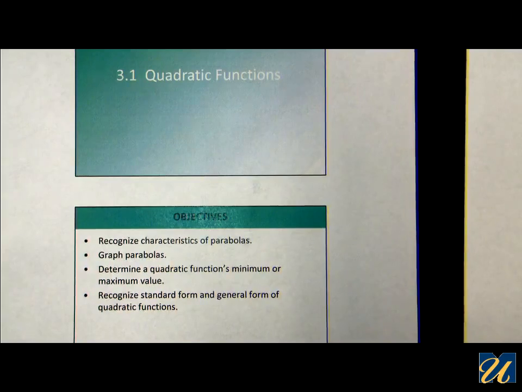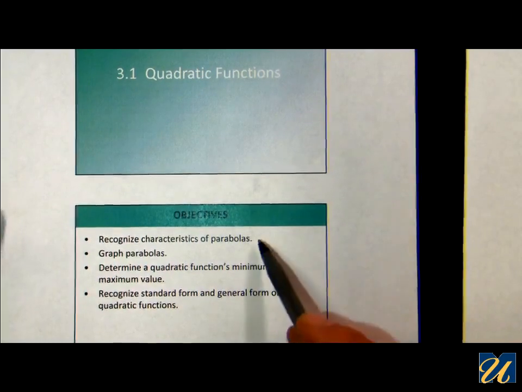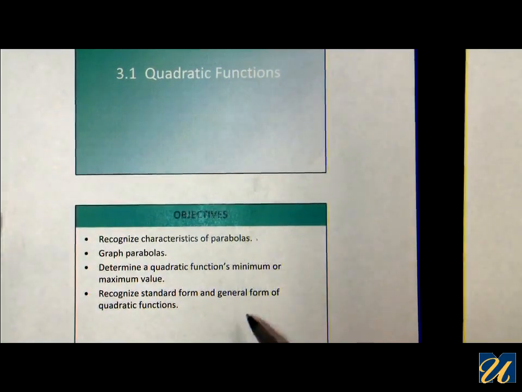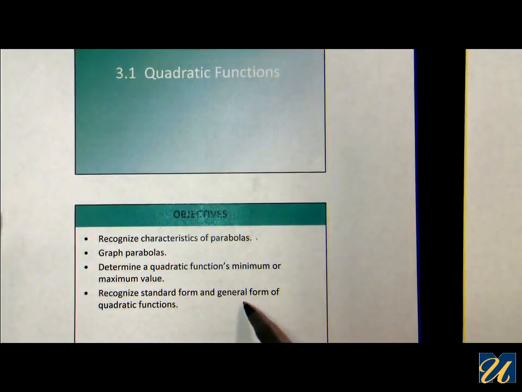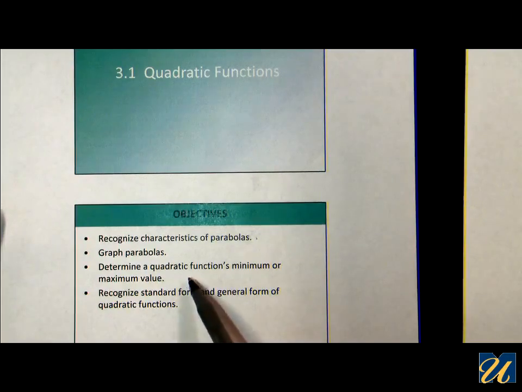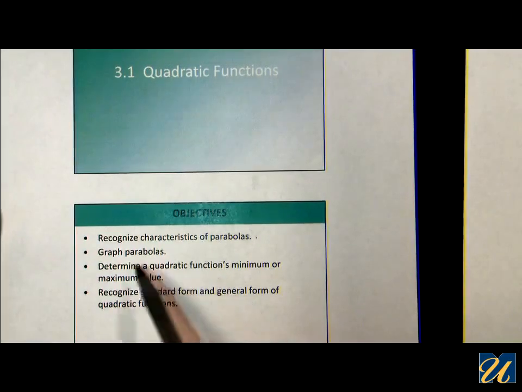Chapter 3, Polynomial Functions, Section 3.1, Quadratic Functions. The objectives are to recognize characteristics of parabolas, recognize both the standard form and the general form of these quadratic functions, to recognize how to find the highest and lowest point, called the minimum or maximum value of that parabola, and finally to put this information together and get a full graph of that parabola. Let's put things into action.